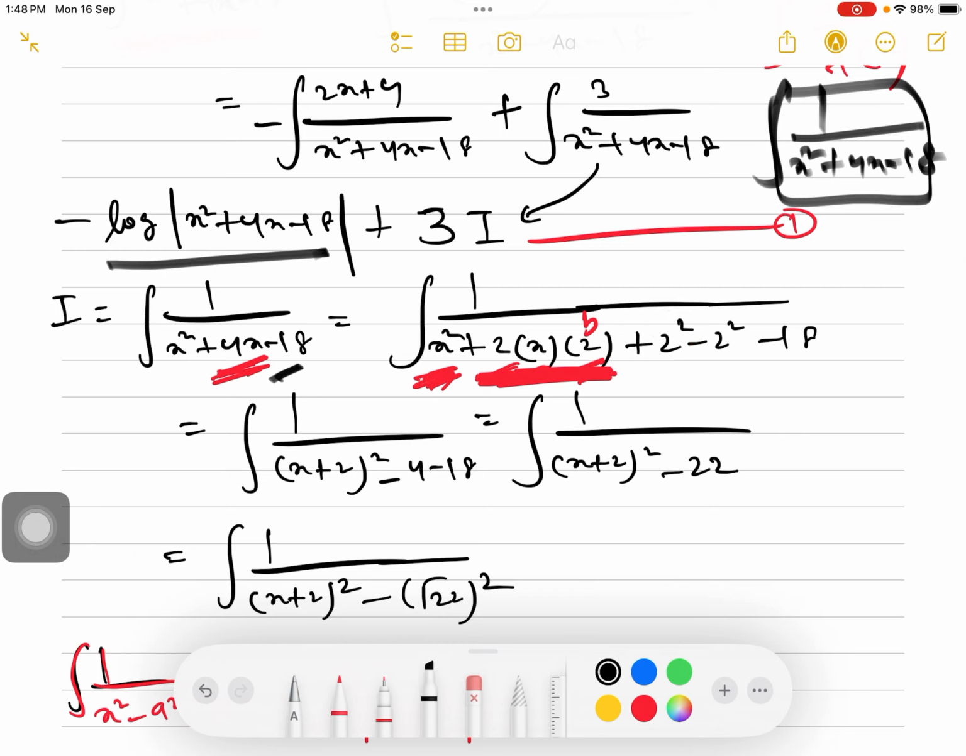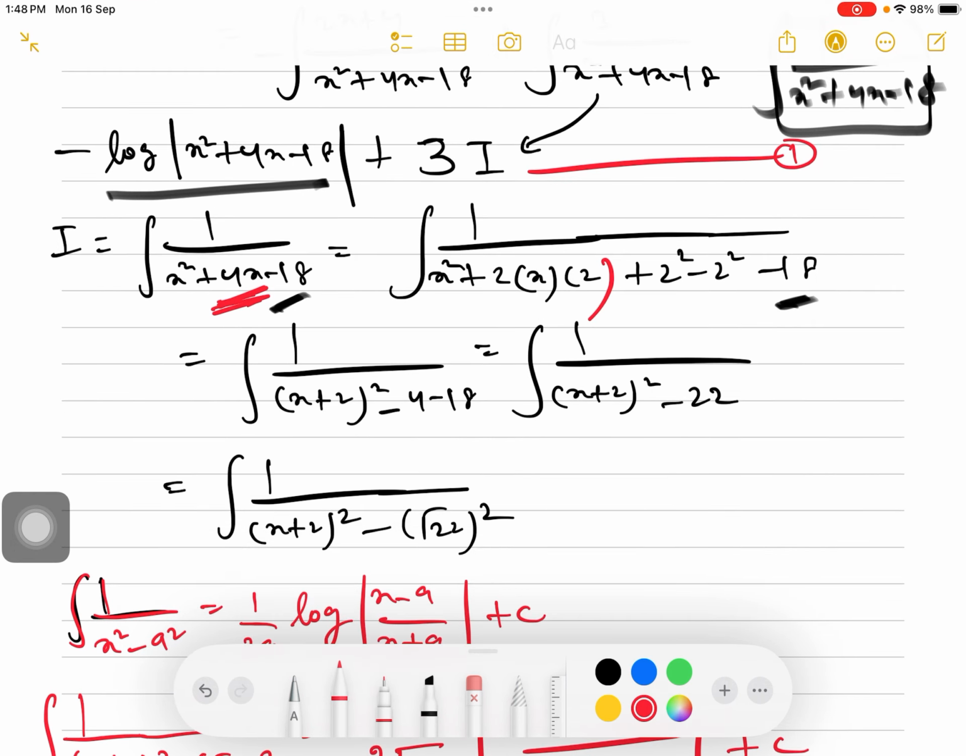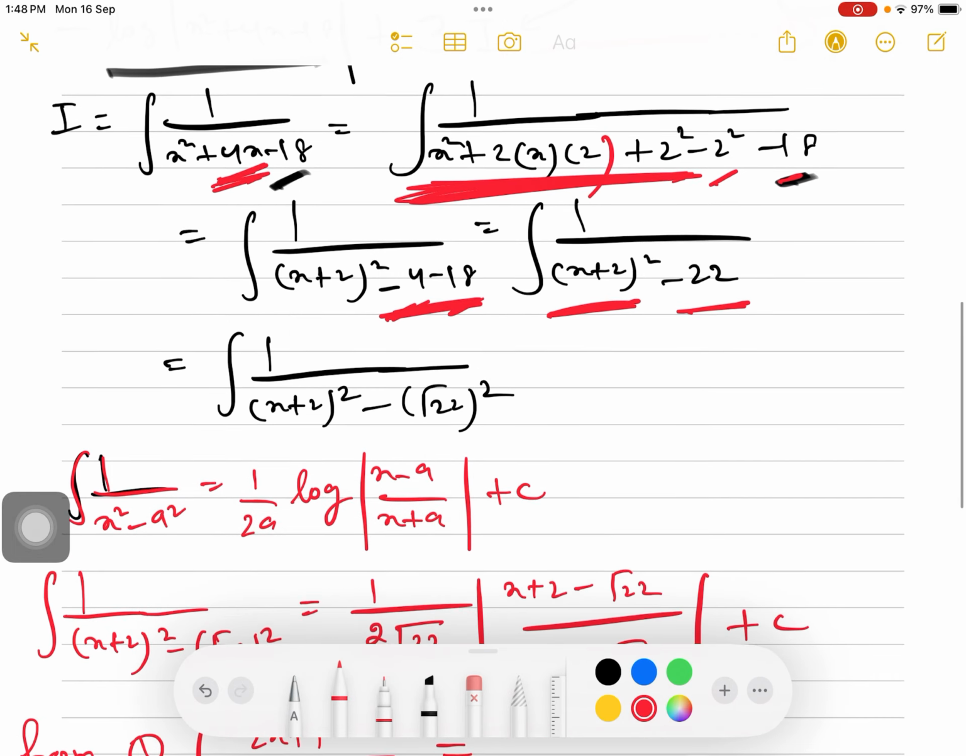Now minus 18, I just copied like that only. So I did not change the value of the question, only the formation, because I have to complete the square. Now see, x square plus 2ab plus b square will give you a plus b whole square. So till now it will give you x plus 2 whole square. Now what is left? Minus 2 square, which is minus 4, and minus 18 will be like that only. It equals integral of 1 by x plus 2 whole square minus 4 minus 18, which will give you minus 22.